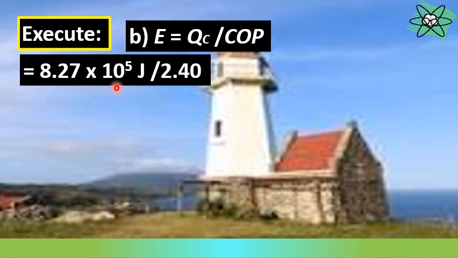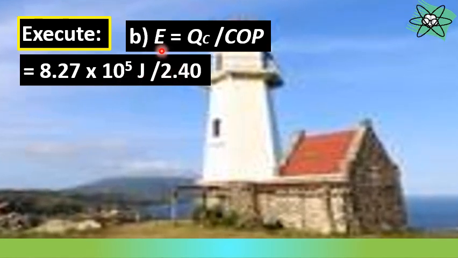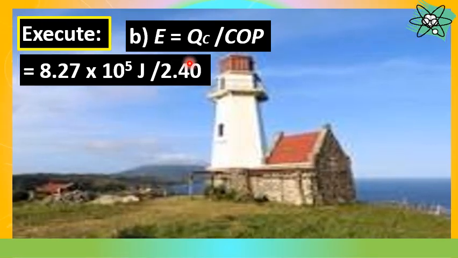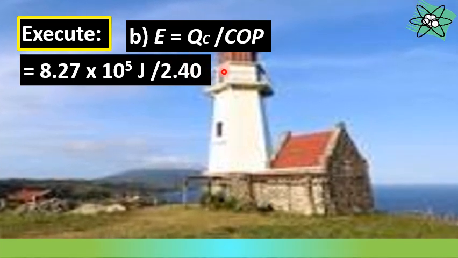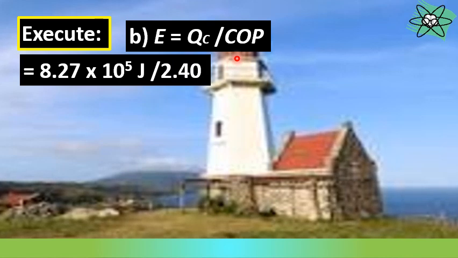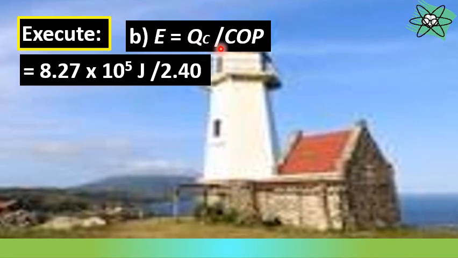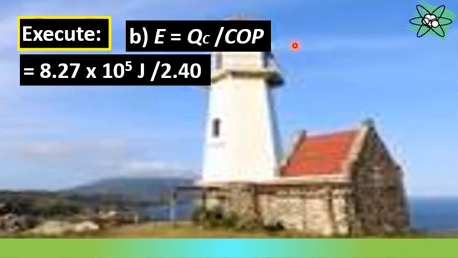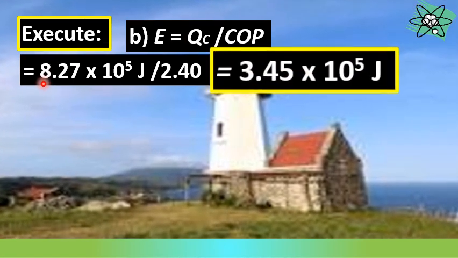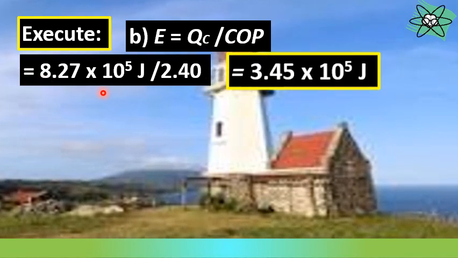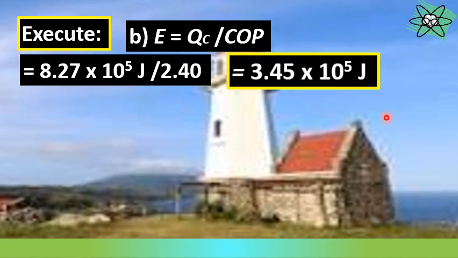All right, so for question letter B, computing the amount of electrical energy denoted by capital E here, this is the amount of electrical energy consumed by the freezer. And we said that it is just equal to the amount of work done by the compressor in the freezer, which incidentally is also equal to capital Q sub C divided by the coefficient of performance of the freezer. So that is equal to 3.45 raised to the fifth power joules.